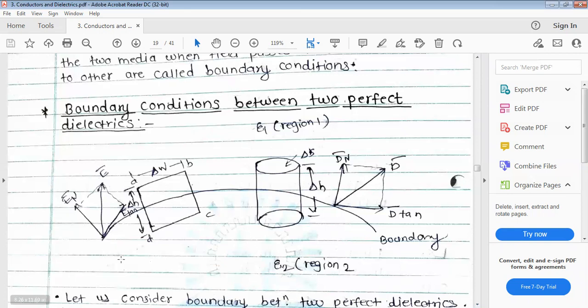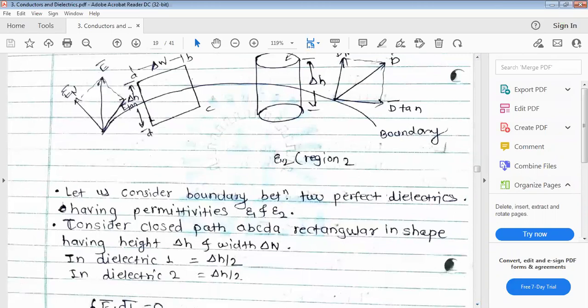So all of you understood this figure, the boundary conditions? Here it is a closed path. The electric field intensity has two components, tangential and normal, and here is one cylinder with total height delta H, and this D bar again has two components, tangential and normal.